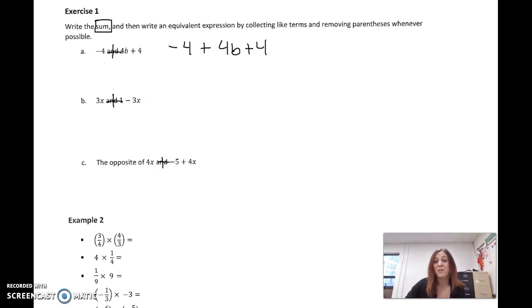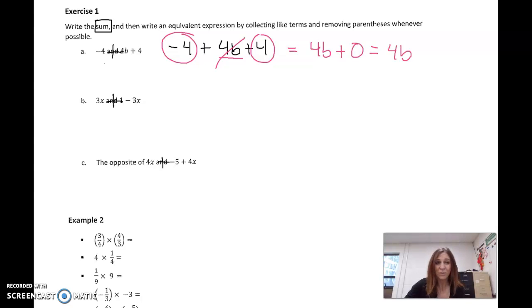All right. So if I focus on my variable, I have a 4b right here. That's the only b I have. So my 4b, we just put it right there. But now notice I have a negative 4 and a positive 4. I can combine those. They're like terms because they don't have variables. Well, what's negative 4 plus positive 4? 0. Okay, in fact, we don't even need that 0. The solution is just 4b.